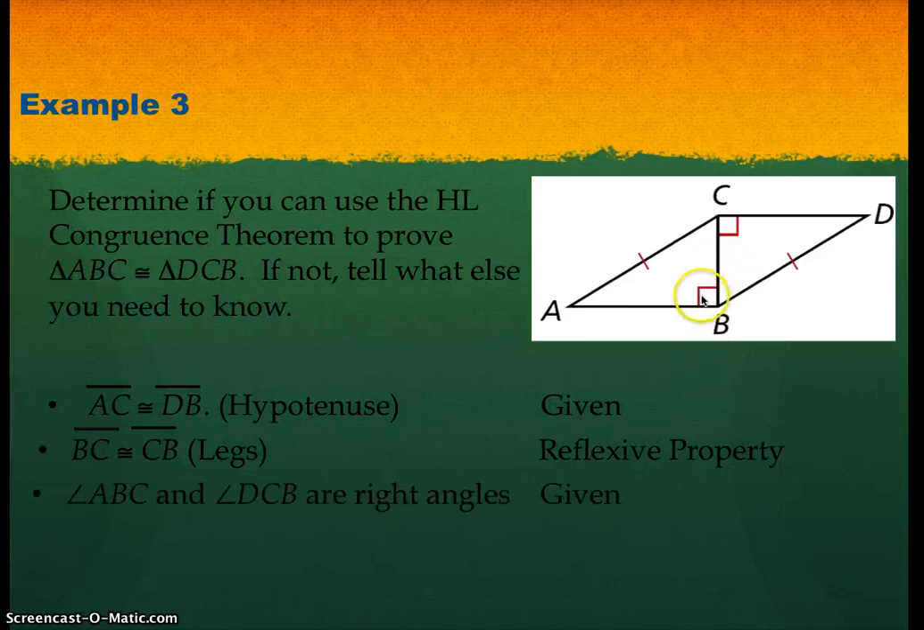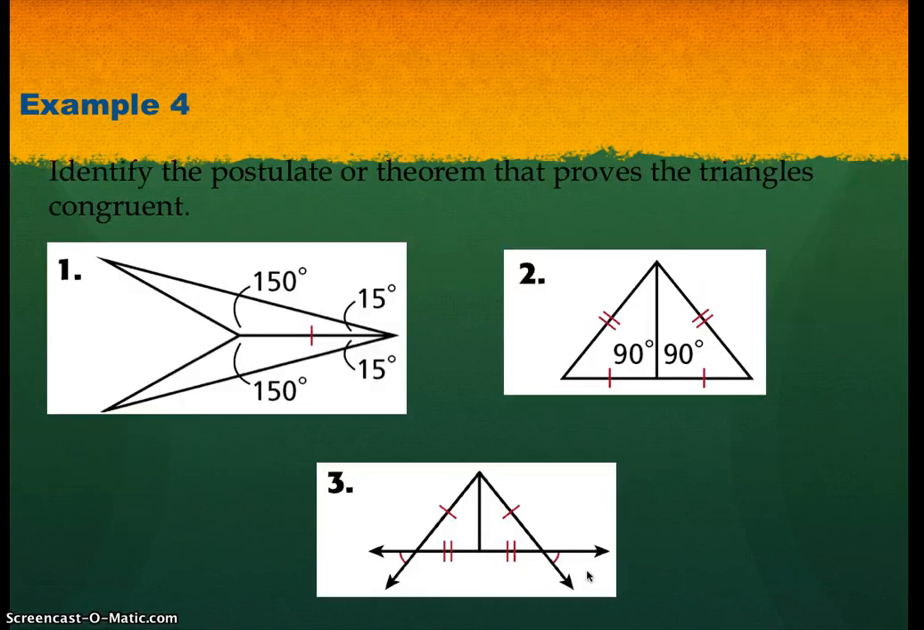And then lastly, the triangles both have 90 degrees marked in them. They're both right angles. So, because we have those three things true, we can now say that triangle ABC is congruent to triangle DCB by HL. So, in order to use HL, those three things have to be true. Hypotenuse has to be equal, leg has to be equal, they have to be right angles.